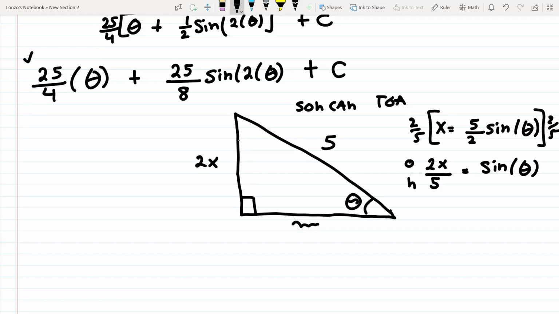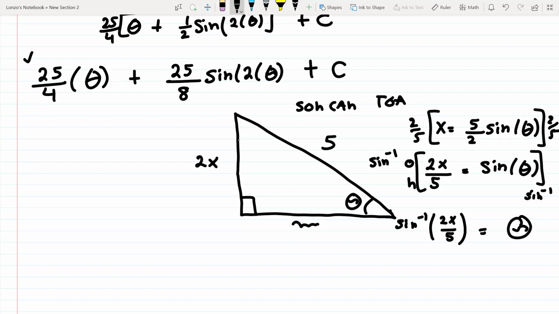So how do I get rid of this sin? By applying sin inverse to both sides, right? On the right, sin times sin inverse disappears, so you're left with theta, which is what we want. And then on the left, it's sin inverse of 2x over 5. So our theta is sin inverse of 2x over 5. We didn't have to draw the triangle.